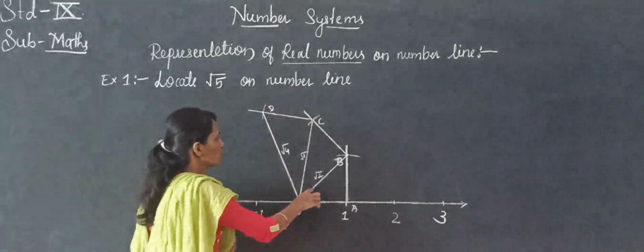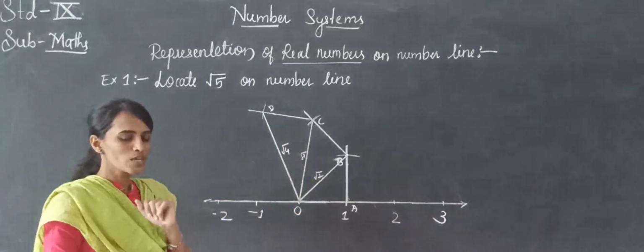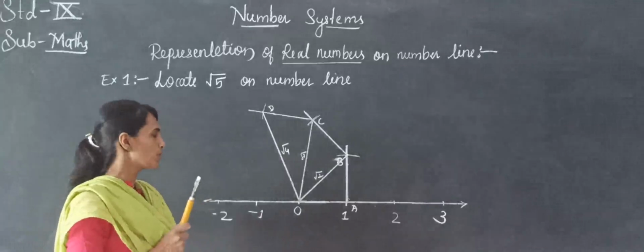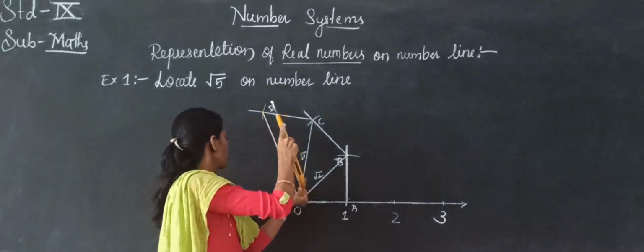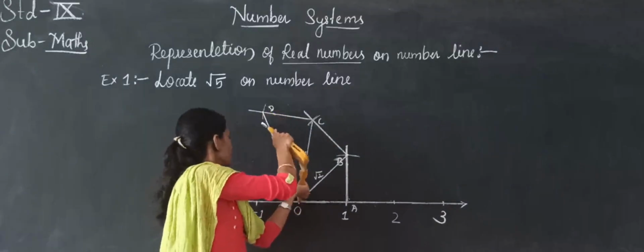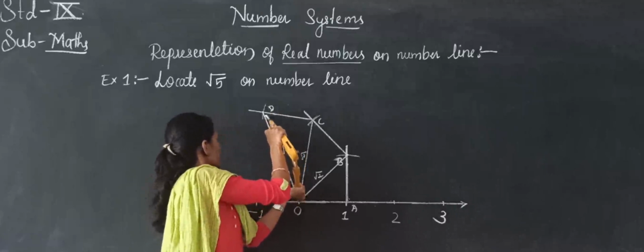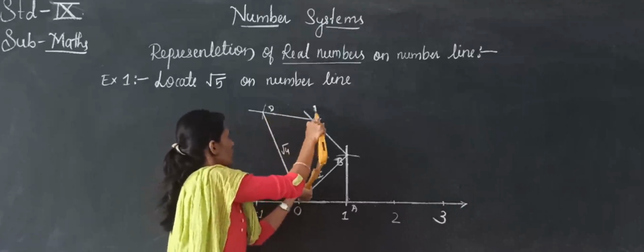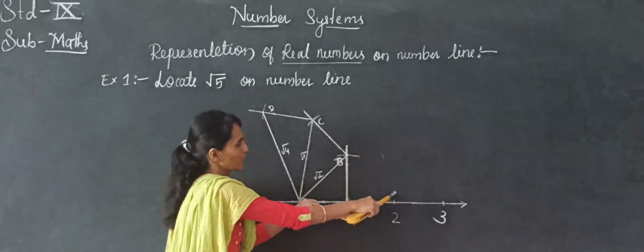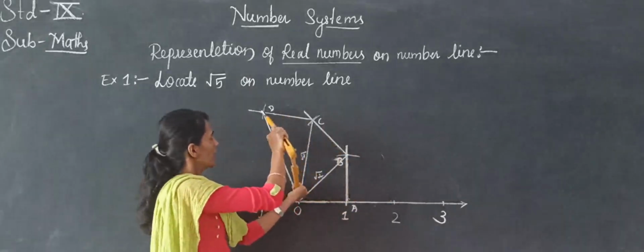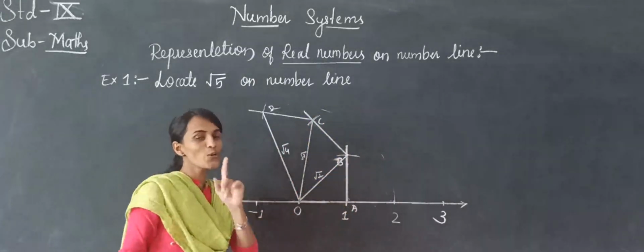Root 2, root 3, root 4. So root 4 has to become 2, right? So check, it will become 2. O to D we have to take as a radius and draw the arc. It will land on root 2 only, exactly on root 2. Yes or no? Exactly on root 2 here. But we want root 5.